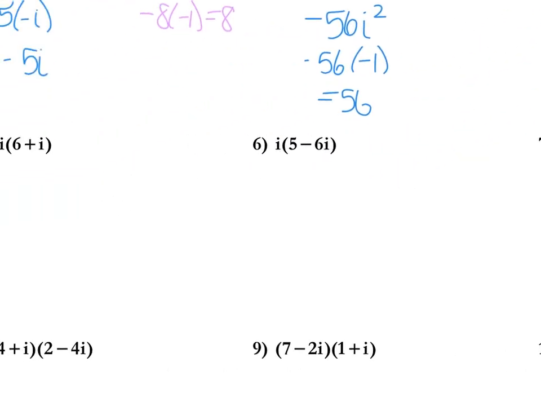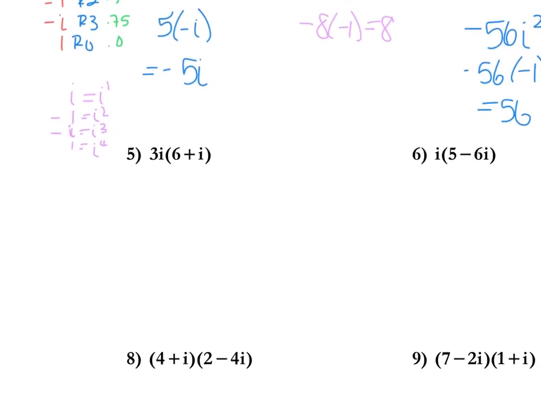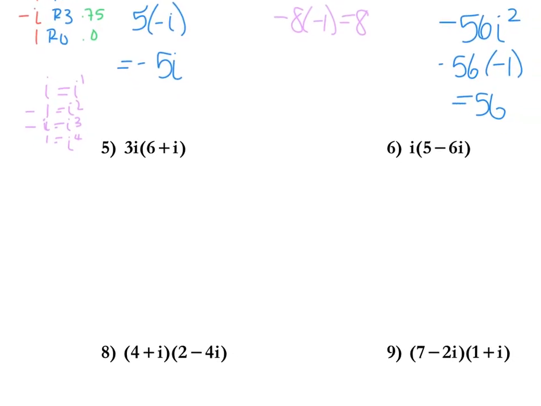Okay. All right, next example. You're going to treat this just like you normally would. You're going to go ahead and just distribute. Just because there's an i in it doesn't change the process on how you would go about this problem. So we're going to go ahead and distribute. So that's going to give me 18i plus 3i squared. You can't leave a power bigger than 1. So this is plus 3 times negative 1. So now we have 18i minus 3.